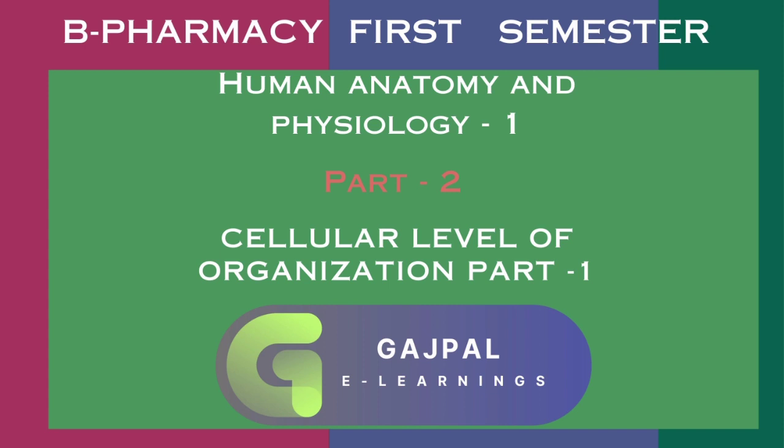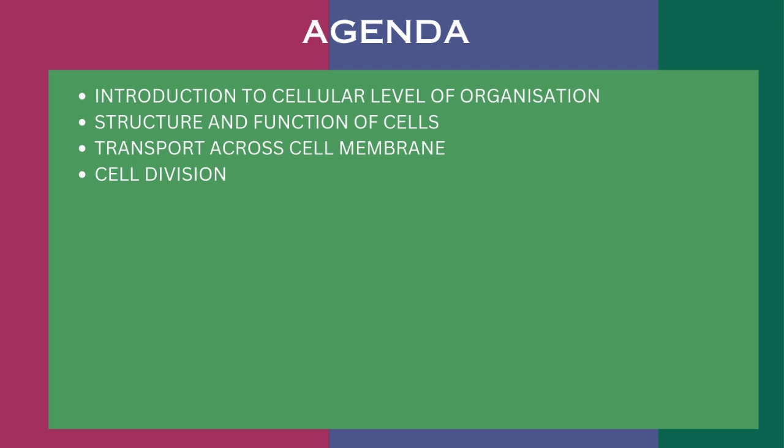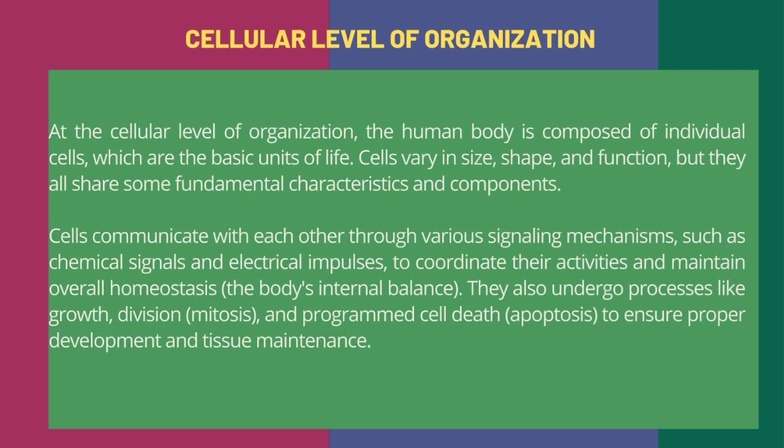In this video we are going to study about Introduction to Cellular Level of Organization, which is a part of B Pharmacy first semester, of subject Human Anatomy and Physiology Part 1. Our agenda in this video is to study about Introduction to Cellular Level of Organization, Structure and Function of Cells, Transport across cell membrane, and Cell Division. So let's start. Going towards our first topic, let's see what the cellular level of organization means.